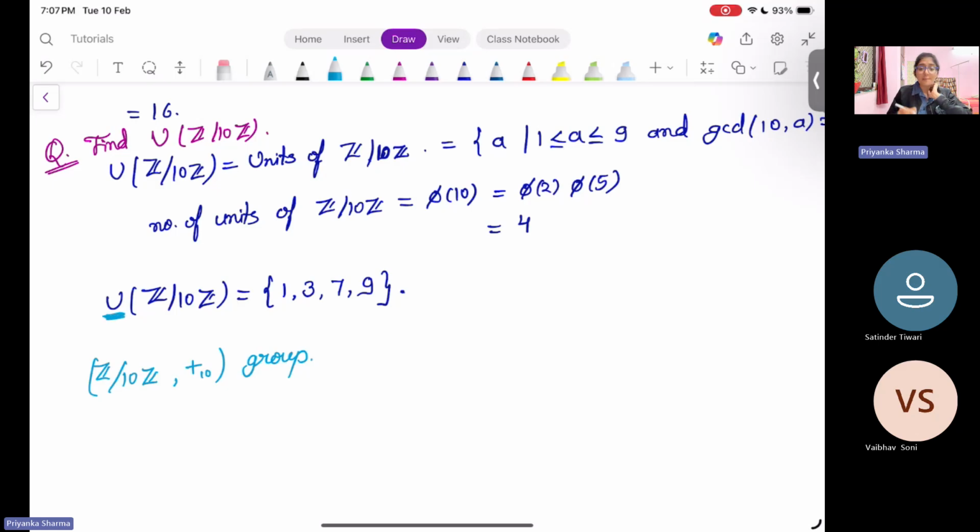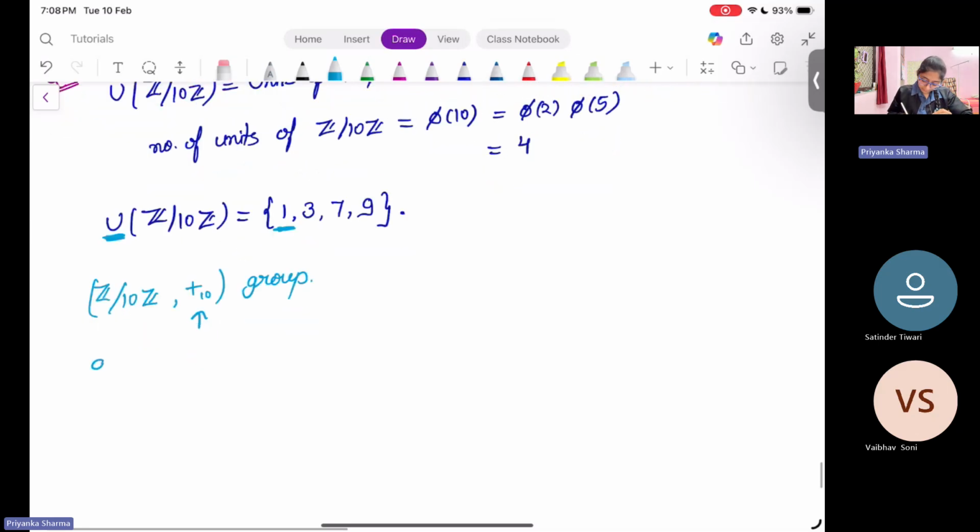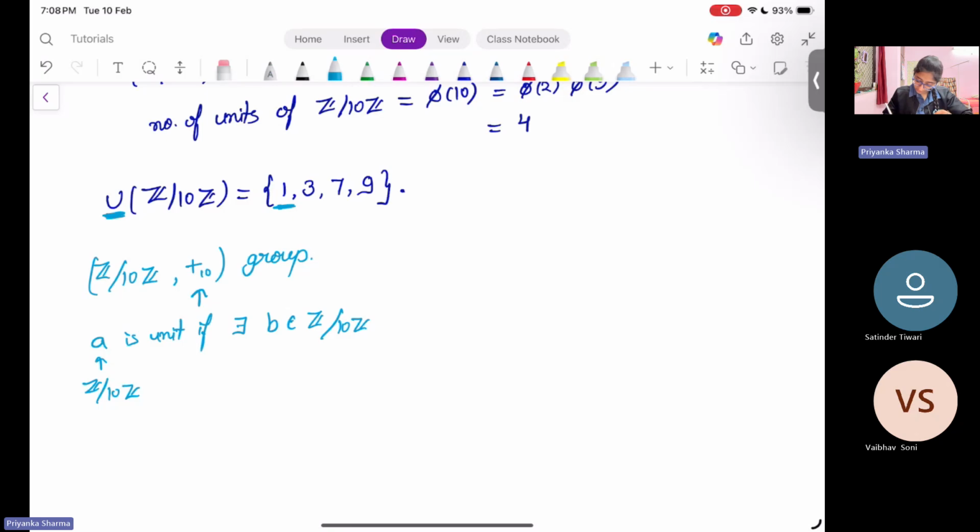And units means multiplicative units. If this is a group, then obviously we will have an inverse of every element with respect to the underlying binary operation, which here is plus. But unit means we are considering multiplicative units. And what is the multiplicative identity here? That is 1. So A is a unit if there exists some B in Z over 10Z such that AB is 1. AB and BA are the same because the group is commutative actually. So this is the meaning.